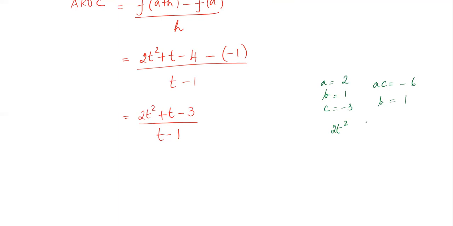You want those factors to add up to 1, but multiply to a negative 6. So think of what would give you the result. You can think of negative 3 and positive 2, right? Let me write that here. Negative 3 and positive 2. That multiplies to give you a negative 6, but adds to give you a negative 1.